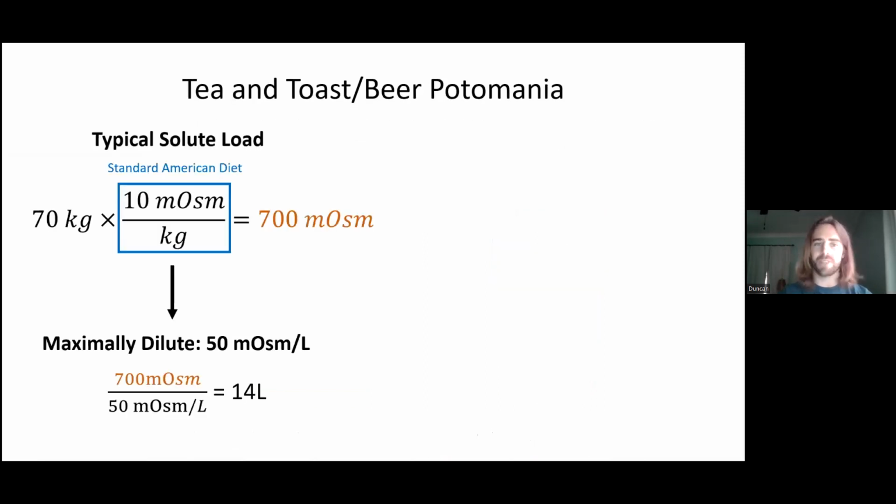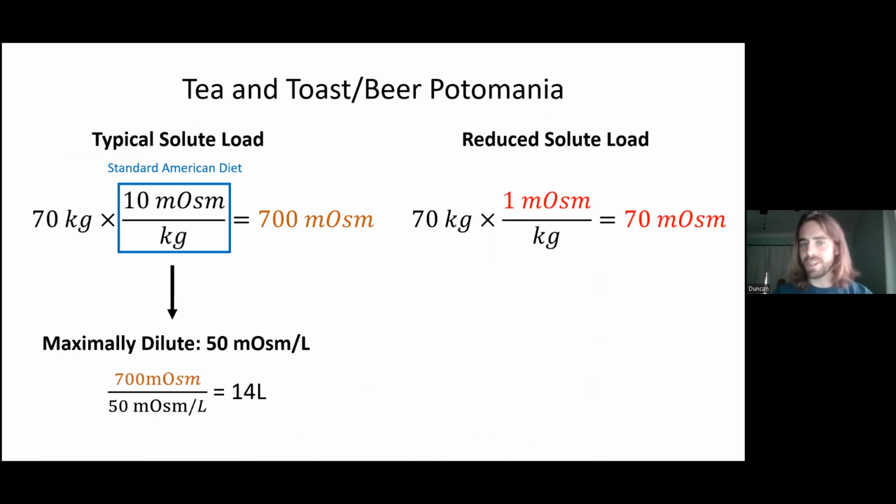To go through the math, in a standard American diet, we're maybe getting 10 milliosms per kilogram. So if we maximally dilute our urine, we have about 14 liters of free water to work with. Now, in tea and toast or beer potomania, let's say we have a reduced solute load, and now we're only getting 1 milliosm per kg to work with, because we're only drinking beer, or really only consuming simple carbohydrates, no salt, no protein in our diet.